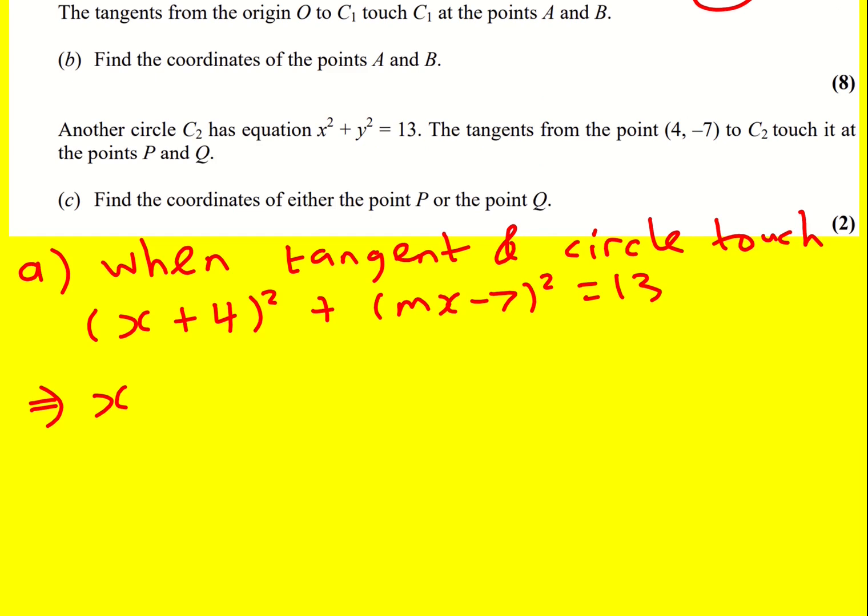And where are we headed? Well, we're not going to solve this quadratic directly, but we know that the discriminant must equal 0. There must be a repeated root to it because they just touch.